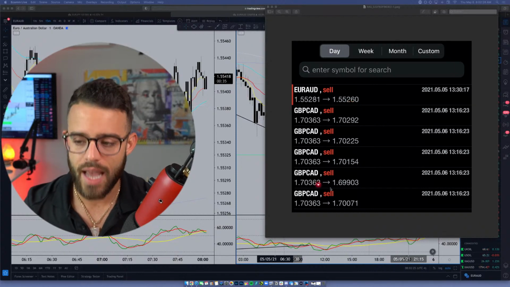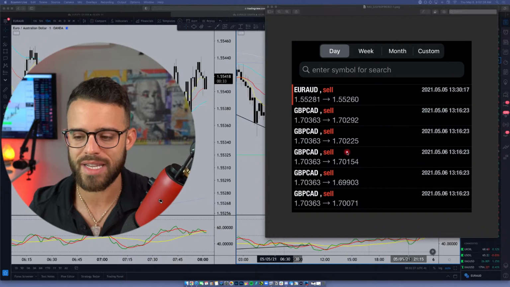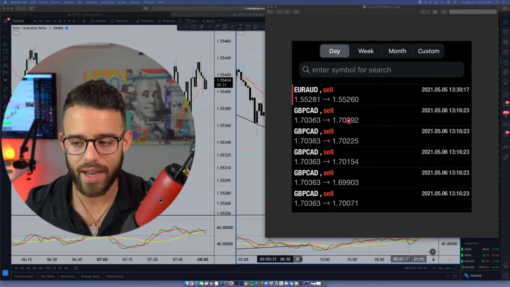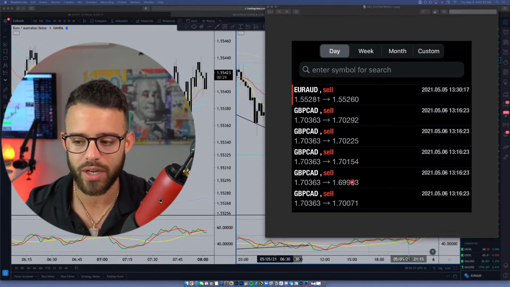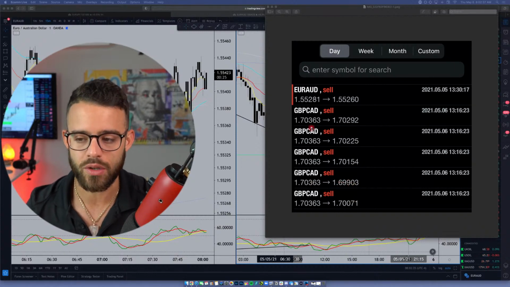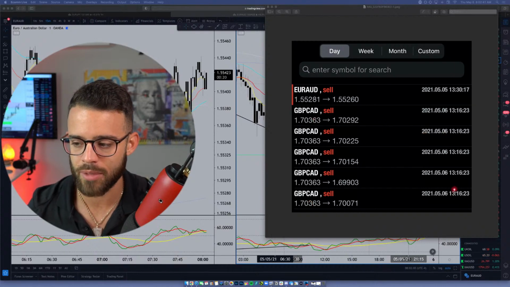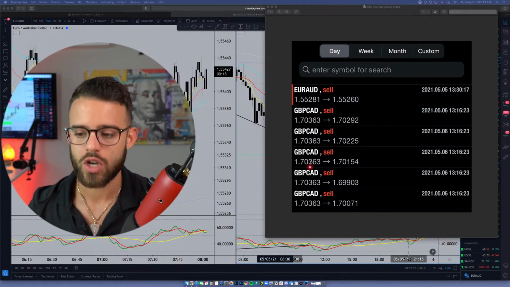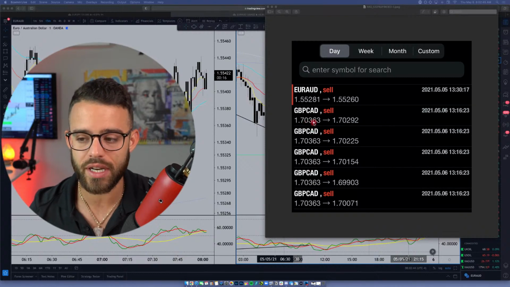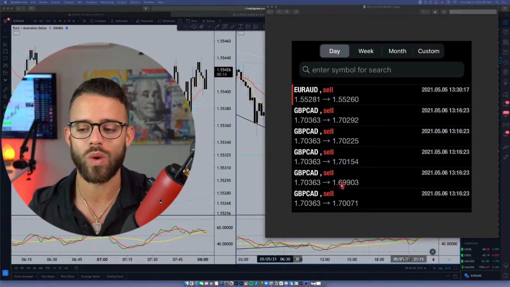Then you can see today, I took my second trade of the week on GBP CAD. You can see multiple exits here, right? You see how there's different close prices. My best exit was at 169.90. My entry, you can see it's all the same entry price. This is just one position that I took. See how the time is the same? It's one position. So my entry was 170.36. And like I said, best exit was 169.90.